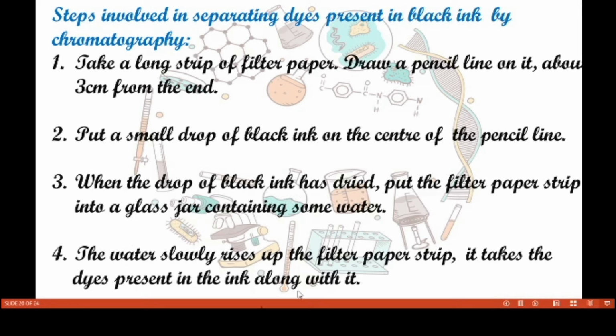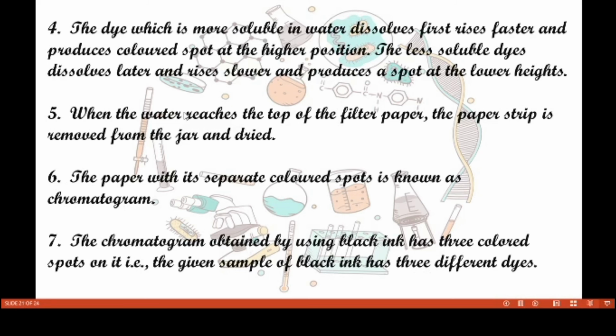The filter paper strip is lowered into a tall glass jar containing some water. Now the water slowly rises up the filter paper strip. It takes the dyes present in the ink along with it. The dye which is more soluble in water dissolves first, rises faster, and produces a colored spot at a higher position. The less soluble dyes dissolve later, rise slower, and produce a spot at a lower height.